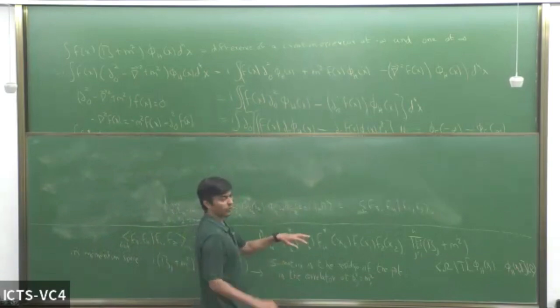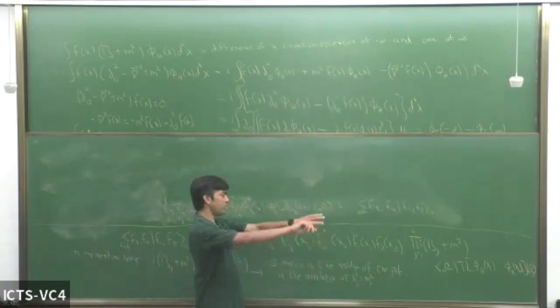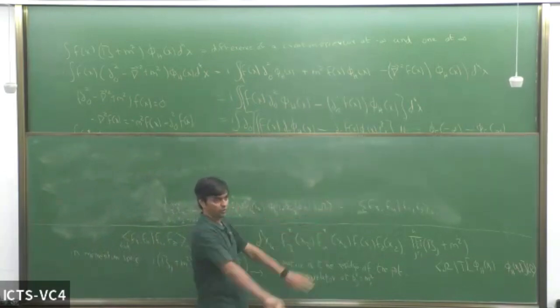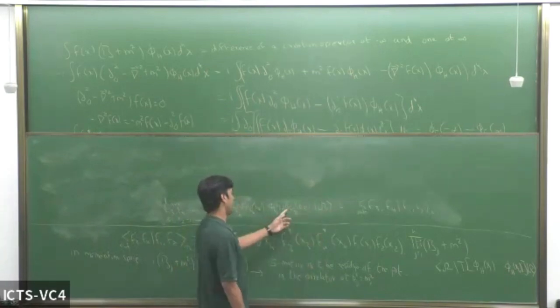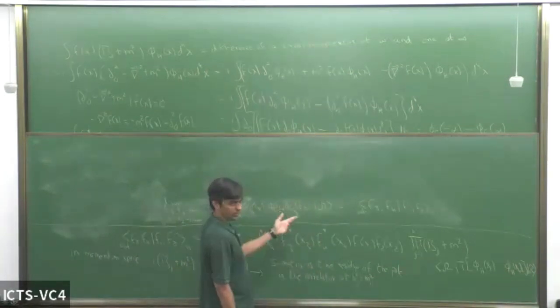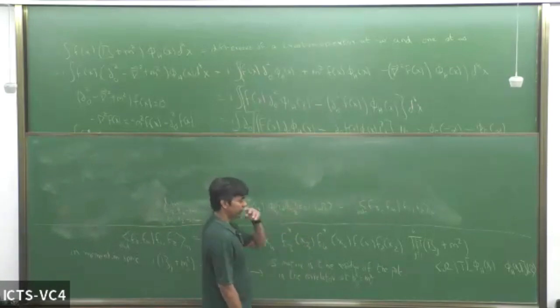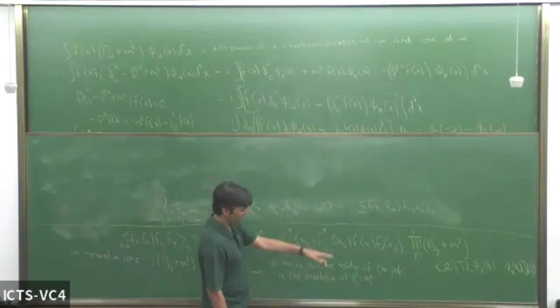Because F1 and F2 are widely separated, these operators are going to commute in the far past. So it doesn't matter if you take this one first to minus infinity or this one, or the other way around. That's because these operators commute in the far past. That's different from what I said here.